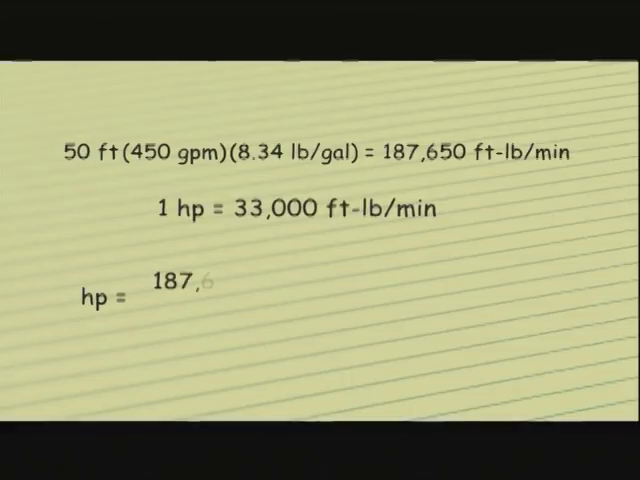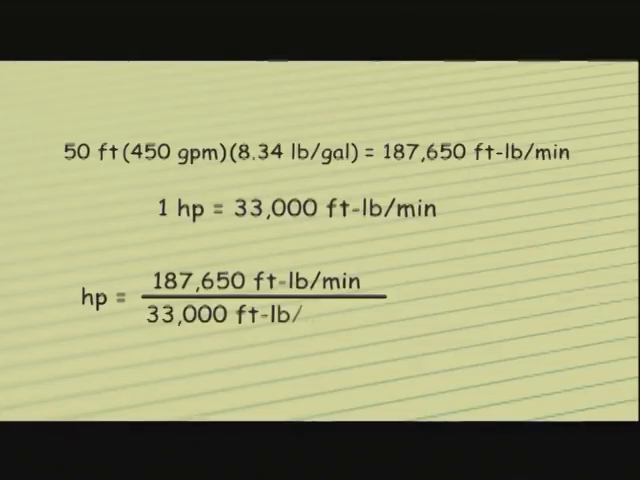We already know that 1 horsepower is 33,000 foot-pounds per minute. So the 187,650 foot-pounds per minute divided by the 33,000 foot-pounds per minute per horsepower is going to give us 5.69 horsepower in this model. Again, this example does not take the pump efficiency into account.